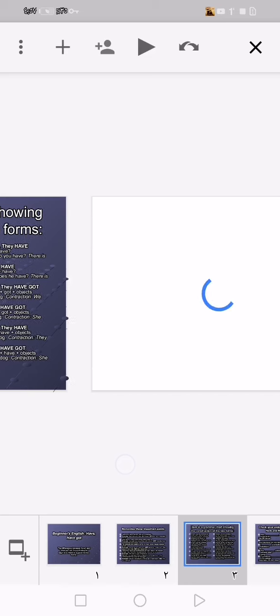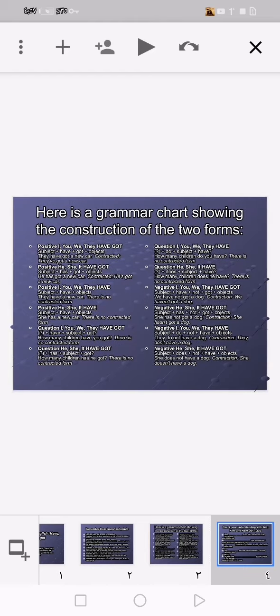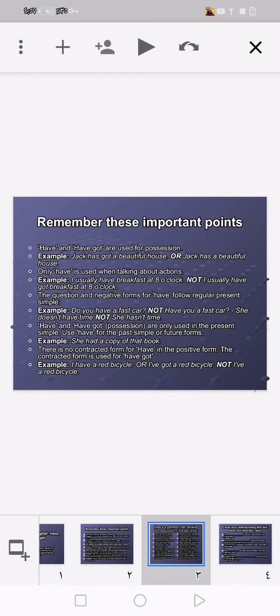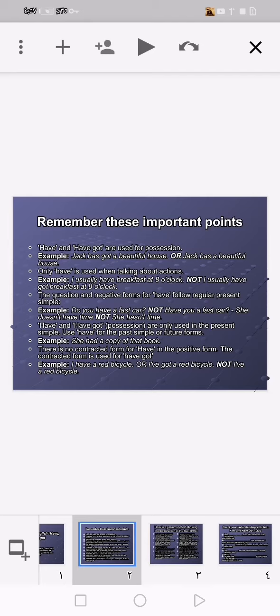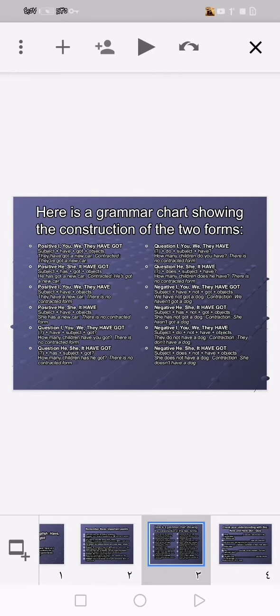Students, we have explained an important point here: the differences between "have" and "have got". Here's a grammar chart showing the construction of the two forms. This chart will show you the uses of "have" and "have got".